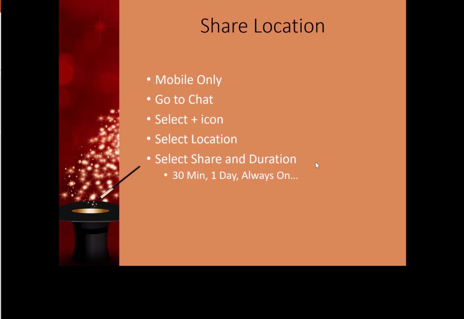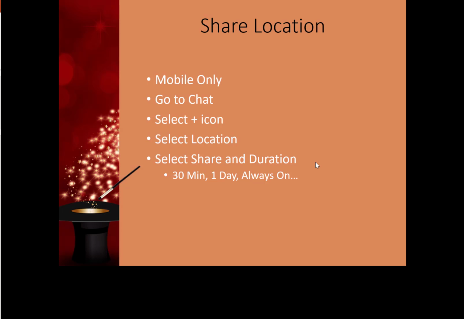So you're going to go to your chat, select the plus icon, and select your location. You can select to share this location for a duration. Essentially it's like dropping a pin on an Apple iPhone, right? You can say you'll be there for 30 minutes, one day, or always on. So if you're on a job site, you could say always on for a while.